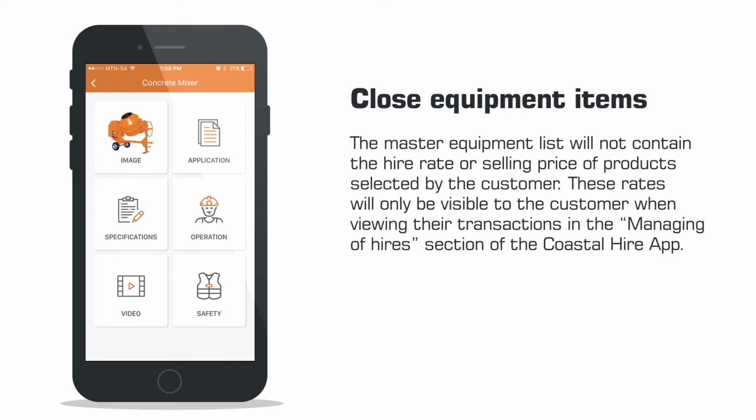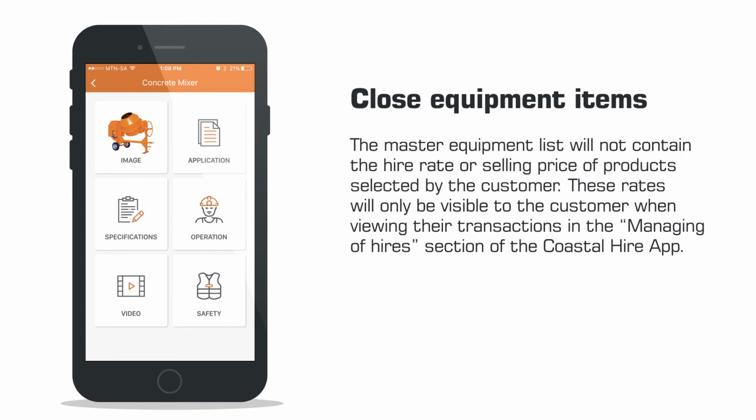The master equipment list will not contain the hire rate or selling price of products selected by the customer. These rates will only be visible to the customer when viewing their transactions in the Managing of Hires section of the Coastal Hire app.